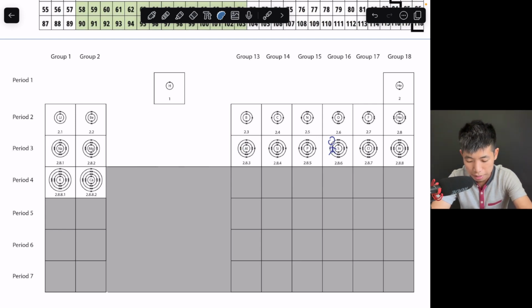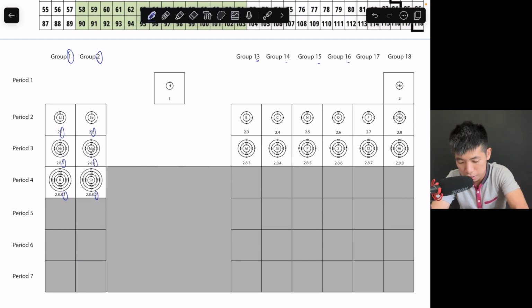Okay. If I'm interested in the configuration of nitrogen, then it will be 2 for the first row, and then 1, 2, 3, 4, 5. Importantly, group 1, you have 1 valence electron. Group 2, you have 2. And those 13, 14, 15, 16, 17, 18, that will be the last digit of the group number. You have 3 valence electrons, 4, 5, 6, 7, and 8.